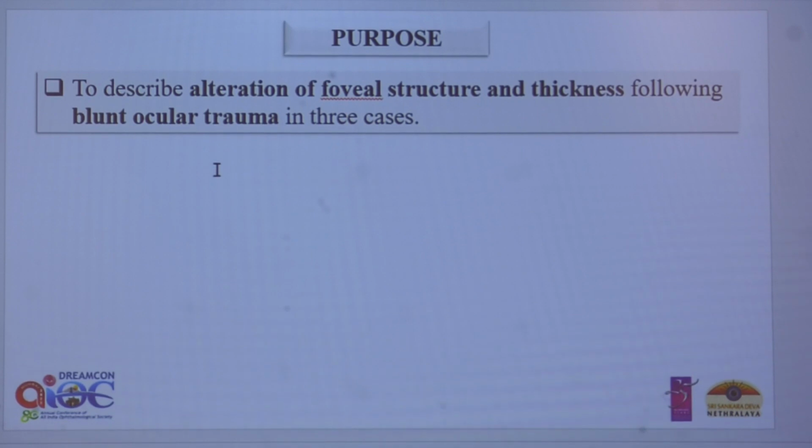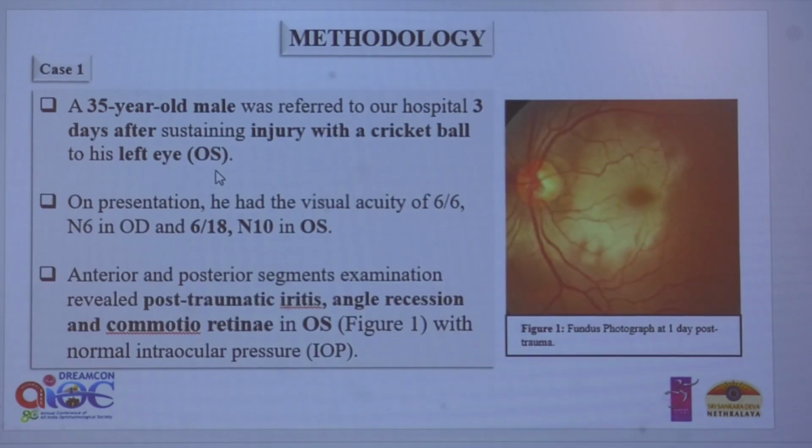So the purpose of this presentation is to describe the alteration of foveal structure and thickness following blunt trauma in 3 cases. Coming to case 1, this is a 35-year-old male who was referred to our hospital 3 days after sustaining injury with a cricket ball to his left eye. On presentation, he had a visual acuity of 6/6 and N6 in the right eye and 6/18 N10 in the left eye. The anterior and posterior segment examinations revealed post-traumatic iritis, angle recession and commotio retinae in the left eye with normal intraocular pressure, and the right eye findings were within normal limits.